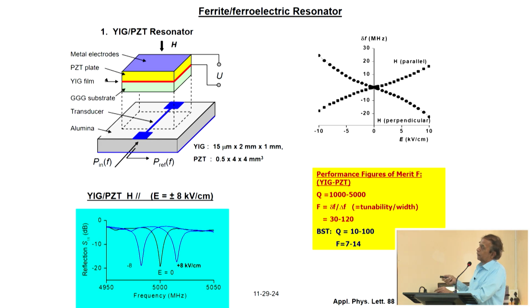And you can make a similar resonator with a ferroelectric. These are ferroelectric resonators, and you can tune them with an electric field. If you put together a resonator with BST, that is barium strontium titanate, the Q values range from 10 to 100, and this figure of merit is 7 to 14. So, this device has much better numbers, both Q and the figure of merit, compared to a ferroelectric-only resonator.